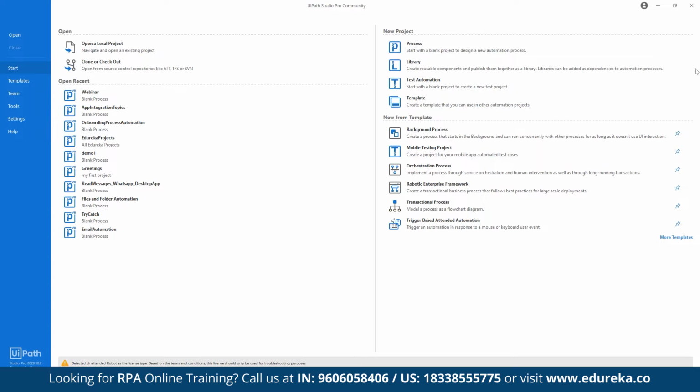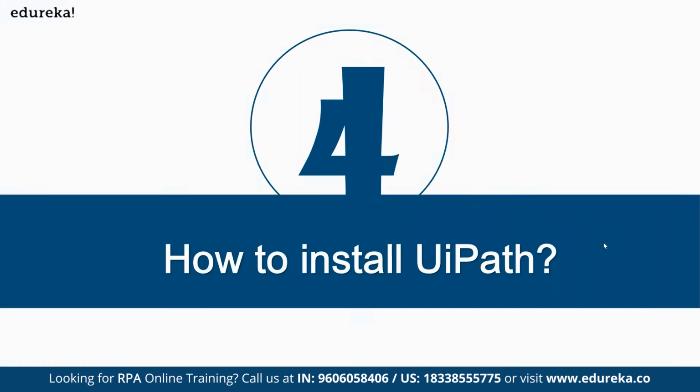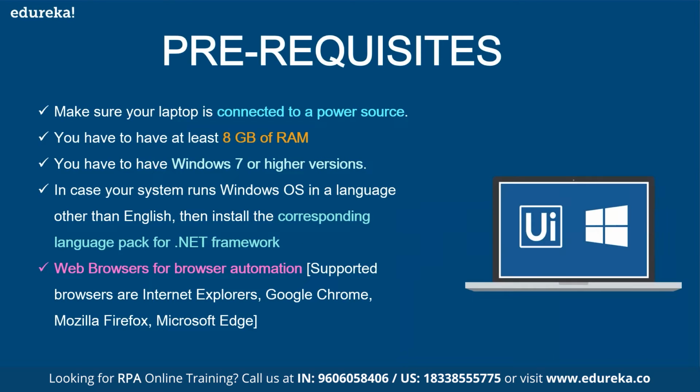All right, so let's move forward. As I said, these are the options that we have to build your automation. So how to install? If you want to have a look, these are the prerequisites that are required to install your RPA tool. Make sure you have at least 8 GB of RAM. Even if you have 4 GB of RAM, that would do, but it will be a bit slow. But if you have 8 GB of RAM, you'll have faster running processes, right? And you should have Windows 7 or a higher version to run UiPath, right?